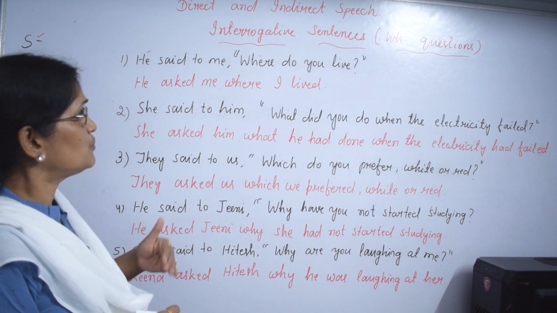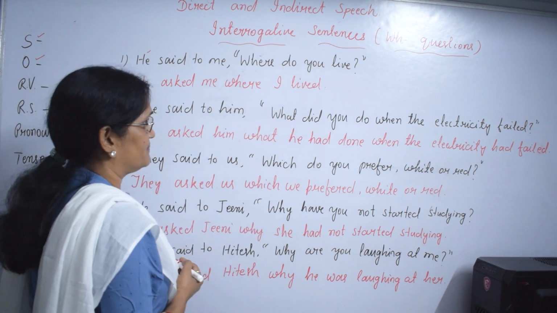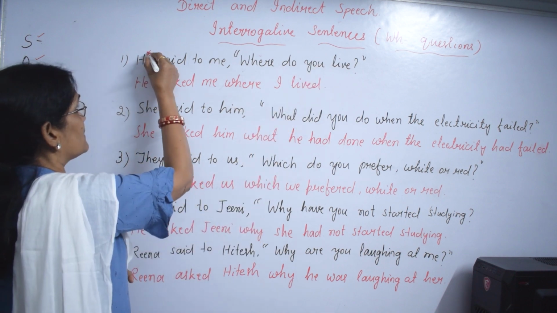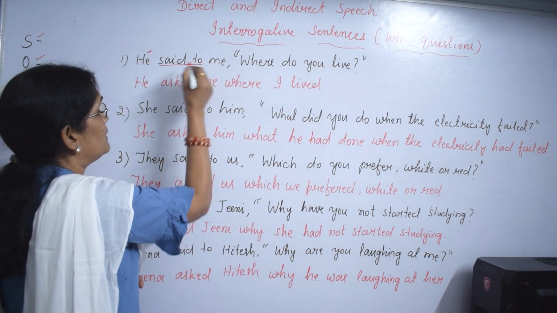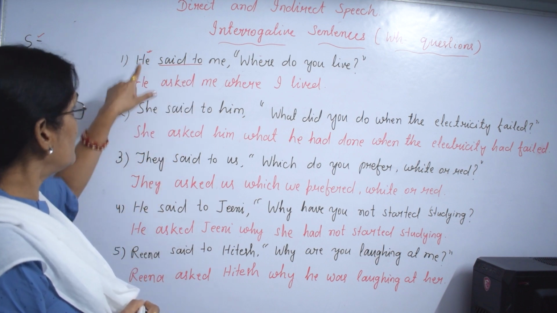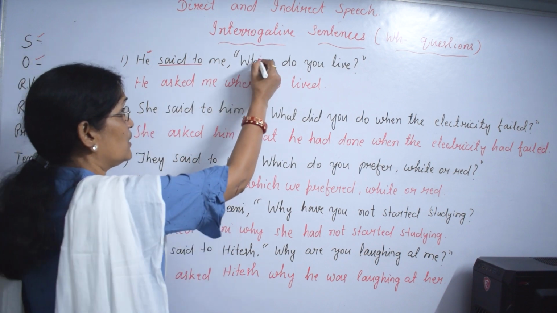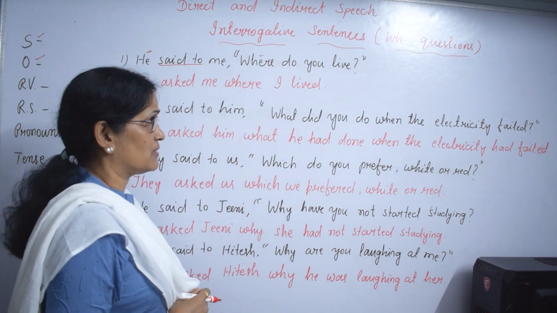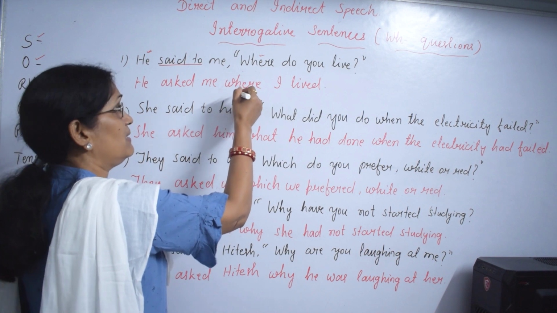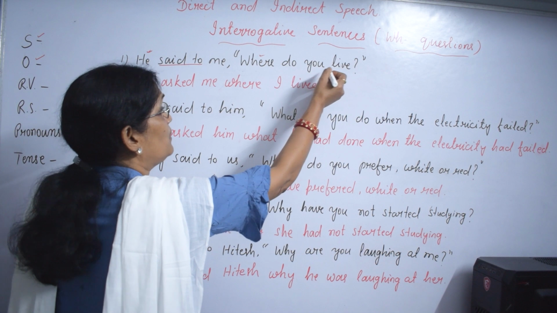Then let's see how to change. He said to me, "Where do you live?" He is the speaker, said to is the reporting verb. The reporting verb said to will be asked. He asked me, me is the object. Then the WH word where is used here, so that will be the conjunction in indirect speech.